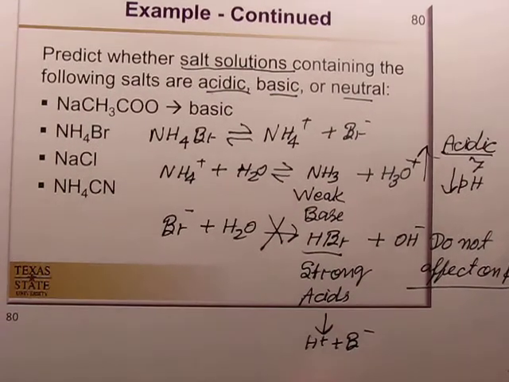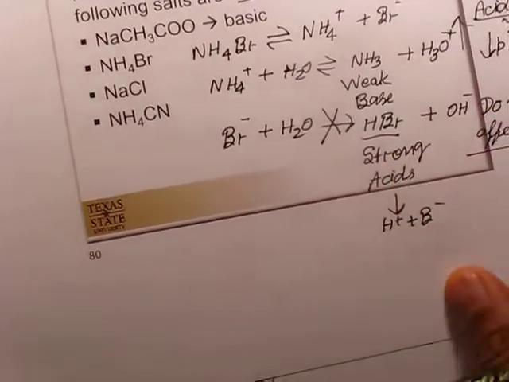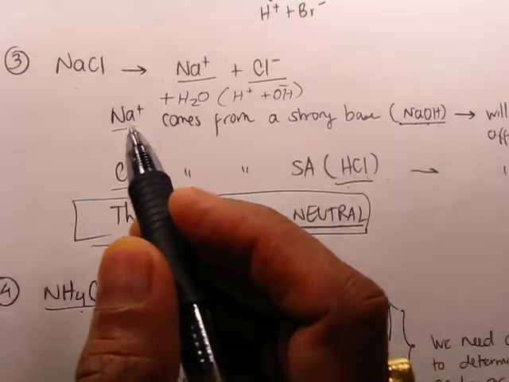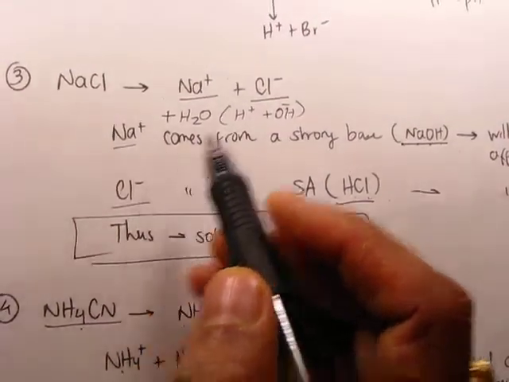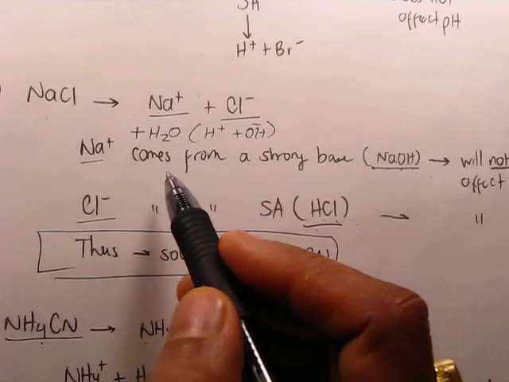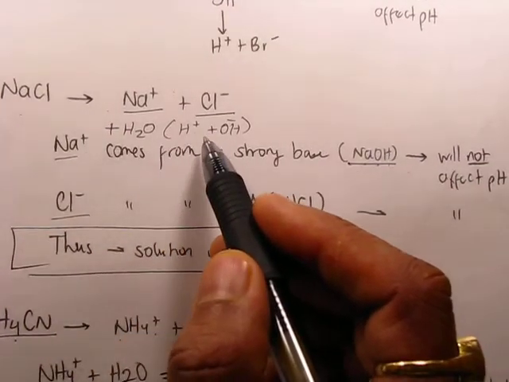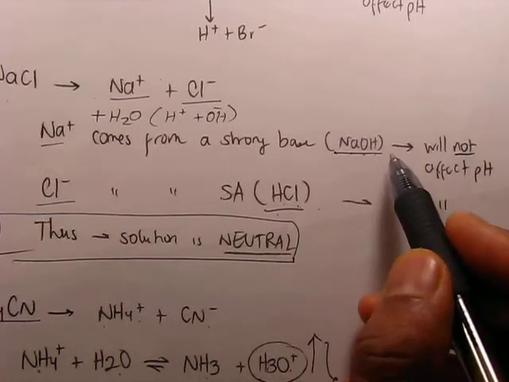So let's see what happens with sodium chloride. I have already written it here, so I will use this written part. Sodium chloride dissociates into sodium ion and chloride ion. As we have seen, sodium ion does not react with the water because it comes from a strong base. If it reacted with the water, it would form sodium hydroxide, and sodium hydroxide does not react with the water, so there is no effect due to the sodium ion.